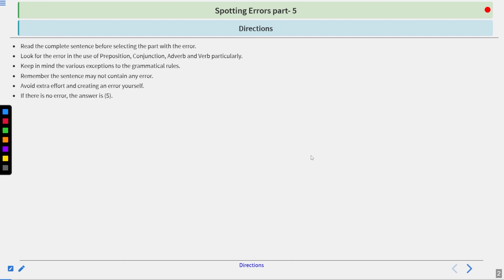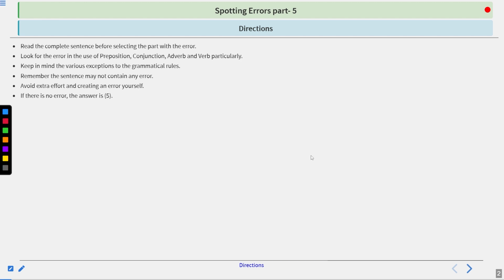First of all, let's read the directions. The first direction is: read the complete sentence before selecting the part with the error. Look for the error in the use of preposition, conjunction, adverb and verb particularly. Keep in mind the various exceptions to the grammatical rules.